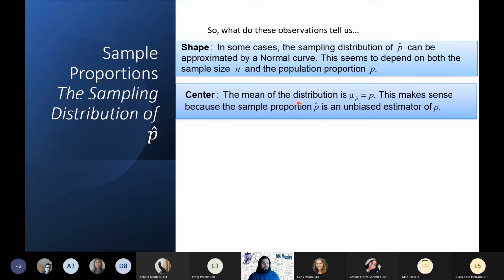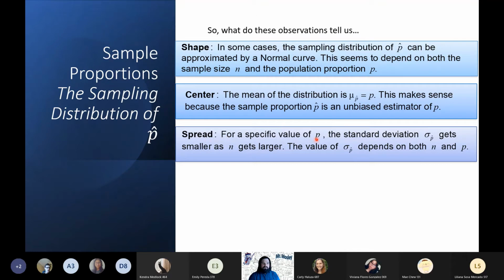The center, the mean of the distribution of p hat, or the mean of the sampling proportions, is equal to p, right? That's also quite nice. It means that if this is an unbiased statistic, I don't have to do a calculation to find the mean of p hat. It's equal to the population proportion. Again, this makes sense because the sample proportion p hat is an unbiased estimator of p.